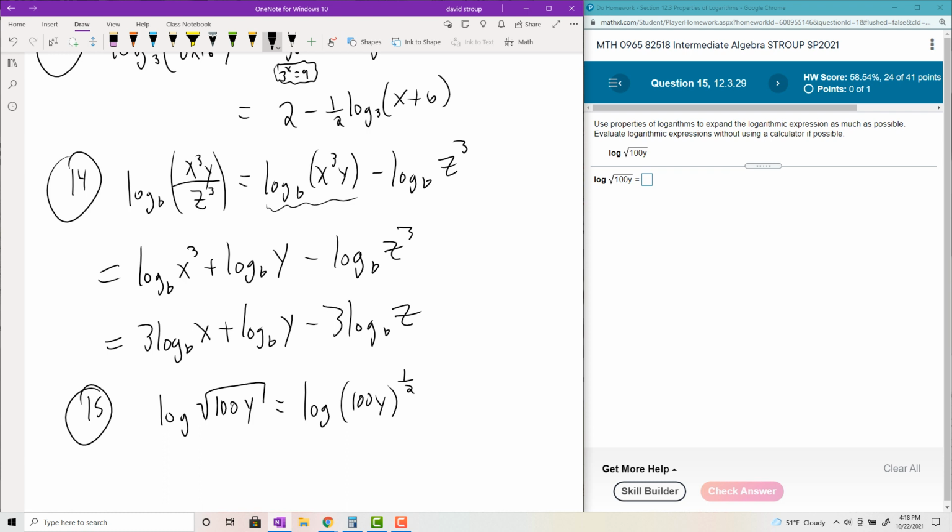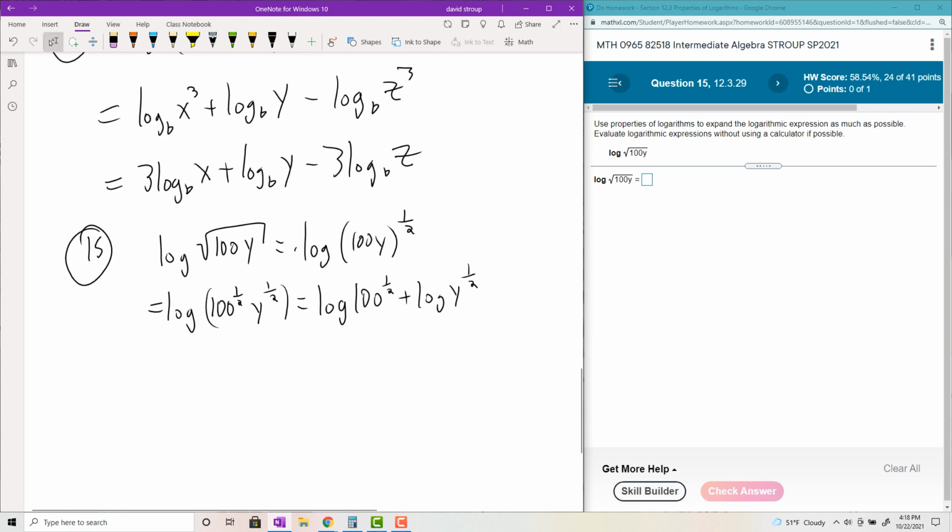So there's two things you could do. You could do a power rule here, but if you're really intent on using my system, you could distribute that 1/2 and then use a product rule, right? So log of 100 to the 1/2 minus log of y to the 1/2, or sorry, plus, right? Because it's a product rule.